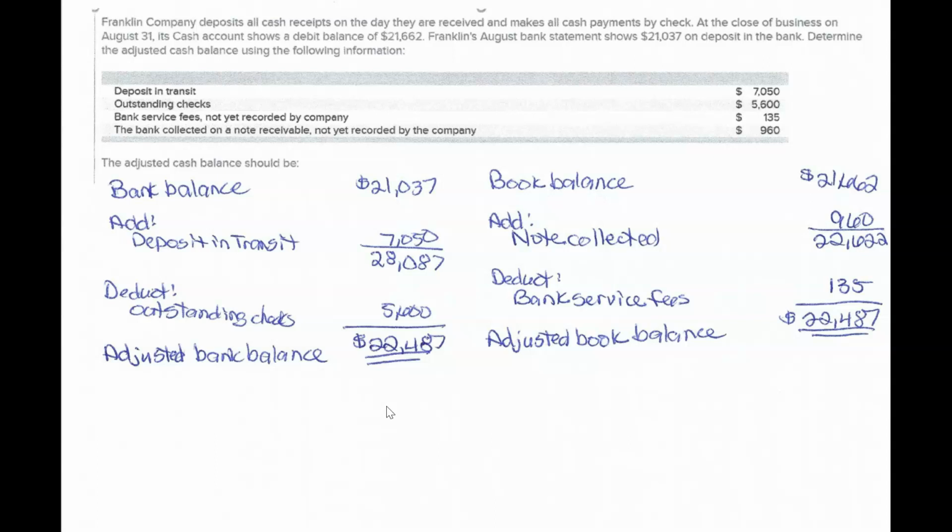Okay, now on to the book side. The bank collected a note on our behalf, so we need to add that of $960. And then we had a bank service fee of $135. We need to subtract that. We also get an adjusted book balance of $22,487. You want the bank side and the book side adjusted balances to balance.